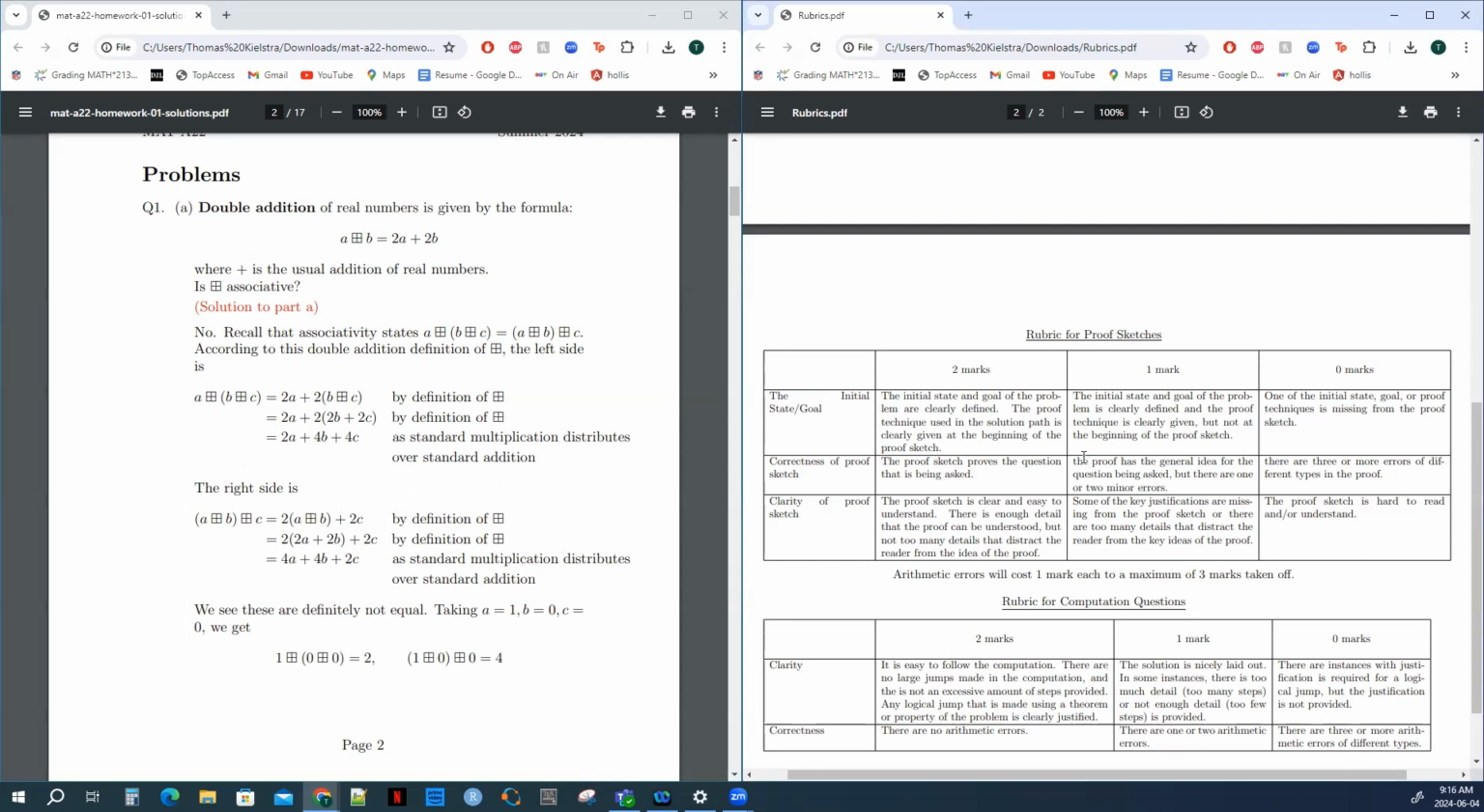It's not extremely clear exactly what we're showing. So there might be 0 marks for the proof sketch, or the proof technique missing from the proof sketch. That might be a 0. But here, this statement, we see that these are not equal, taking blank, we get blank. That might save us and give us a 1, but this would be sitting around a 4 or a 5.